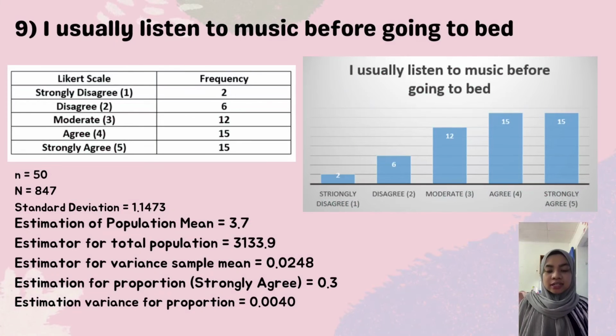Next, "I usually listen to music before going to bed." There are 15 respondents who voted for strongly agree and agree for this statement. 13 students voted for moderate, and the remaining are disagree and strongly disagree. For the calculation, we got 3.7 for the estimation of population mean, 3133.9 for the estimator for total population, 0.0248 for the estimator for variance of the sample mean, 0.3 for the estimation of proportion strongly agree, and 0.0040 for the estimation variance for proportion.